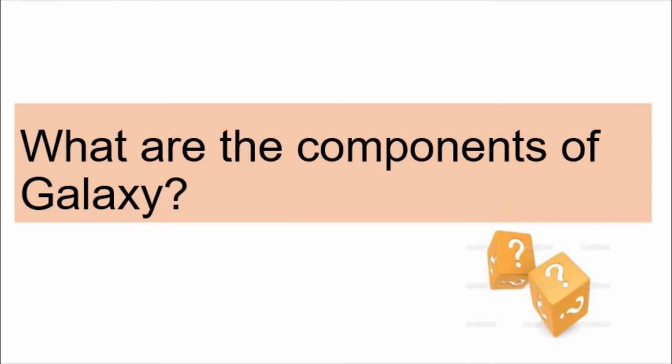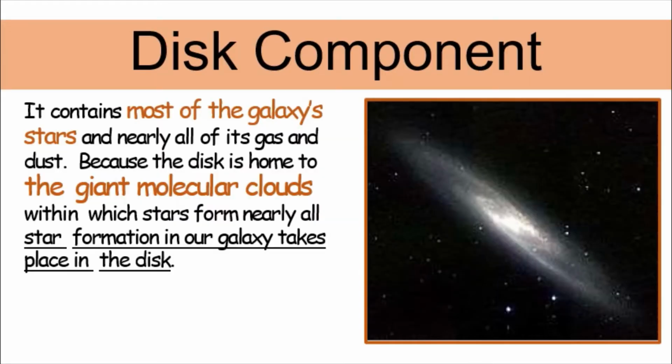What are the components of a galaxy? Disk component. It contains most of the galaxy's stars and nearly all of its gas and dust. Because the disk is home to the giant molecular clouds within which stars form, nearly all the star formation in a galaxy takes place in the disk.